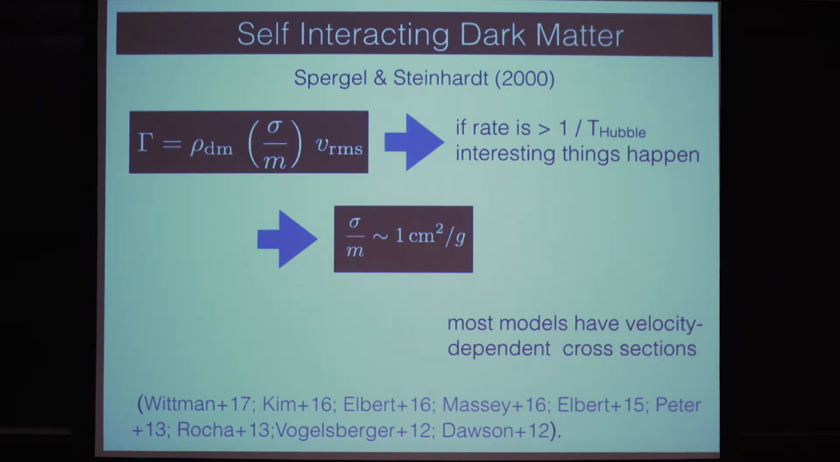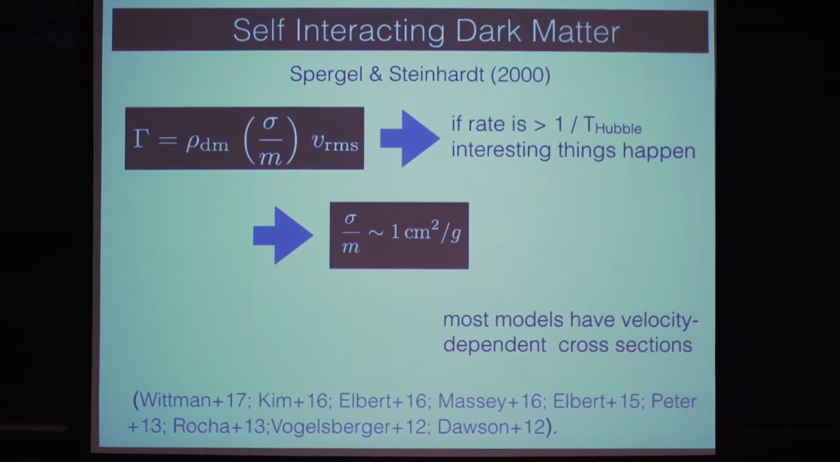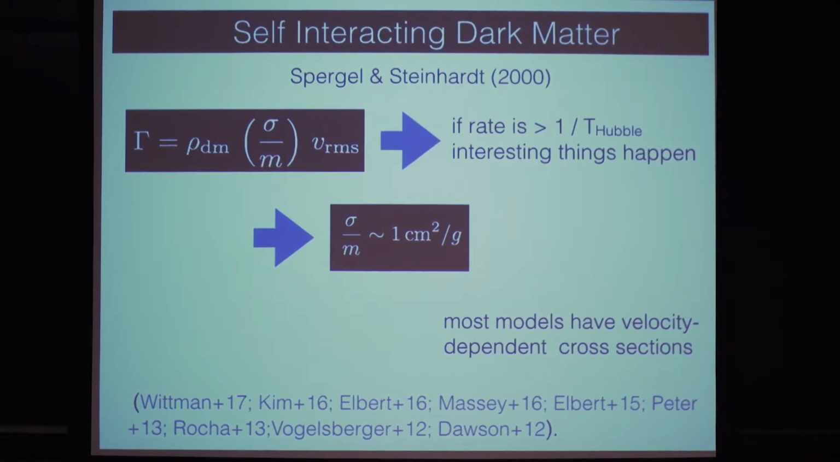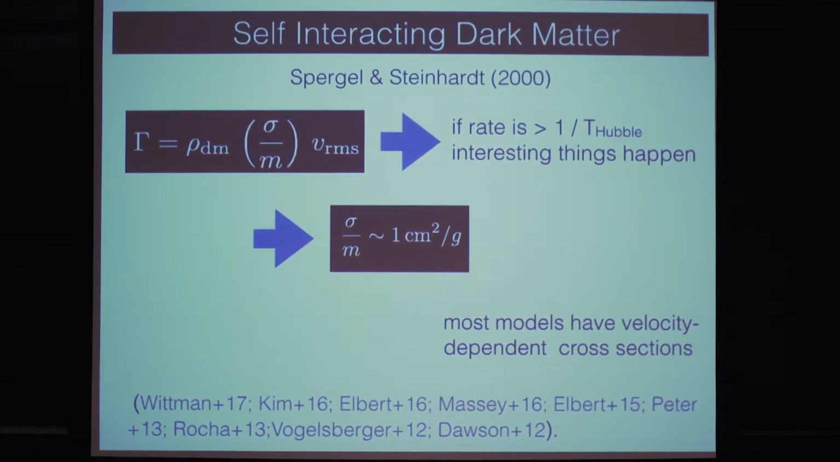Yes? What is the Hubble time? Sorry, the Hubble time is like the age of the universe, like 14 billion years. So it's just like, in the age of the universe, do you scatter once or twice? Yeah. So what kind of velocity dependence? No velocity dependence at all. We just assume a constant cross-section.